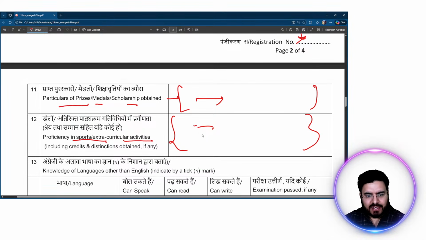Similarly with sports, extracurricular, guys, don't leave this blank. Otherwise, it will give a very bad impression that this candidate does not have any kind of extracurricular activities, which is very surprising. Either he or she is very nerdy, only studious, and not focusing on their health, right? So please write something at least, whether you are cycling, running, jogging, whatever sports you are doing, please mention it here.